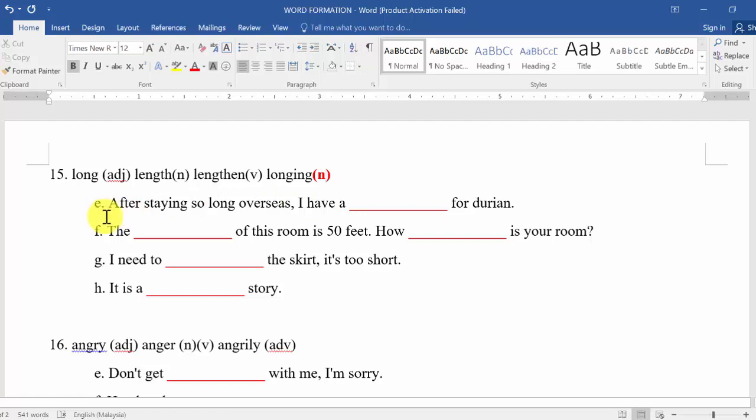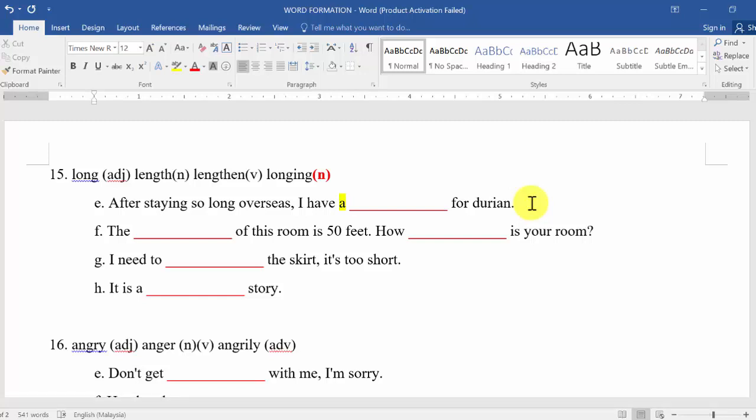Okay, now let's look at the questions. Question E. After staying so long overseas, overseas here means in another country, I have a blank for durian. So here is your keyword: the. It is one of the determiners.